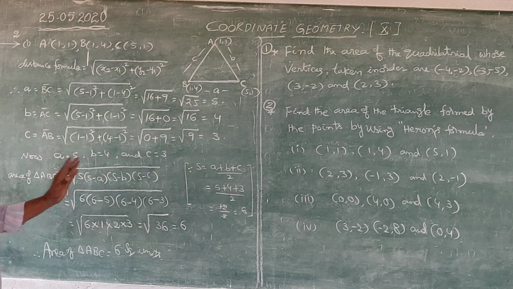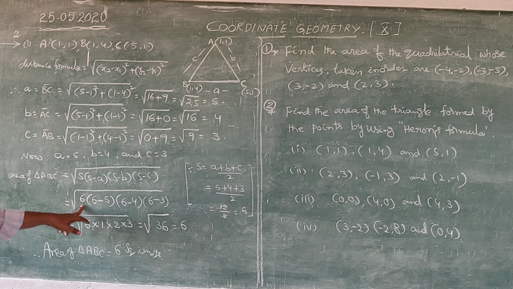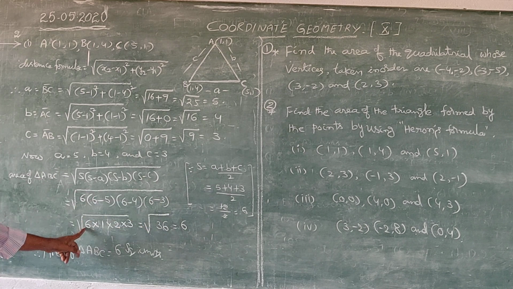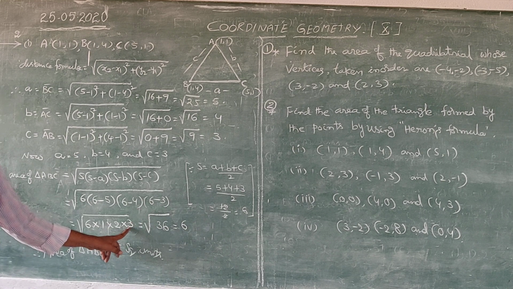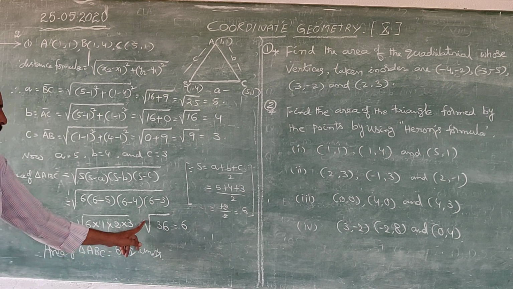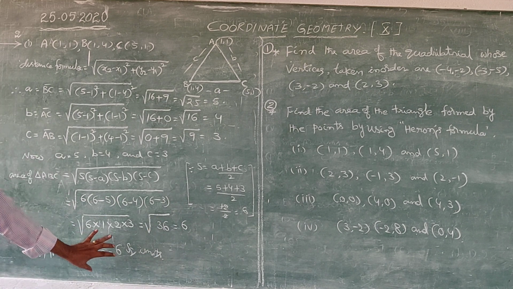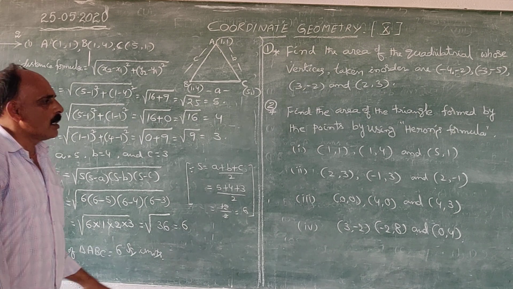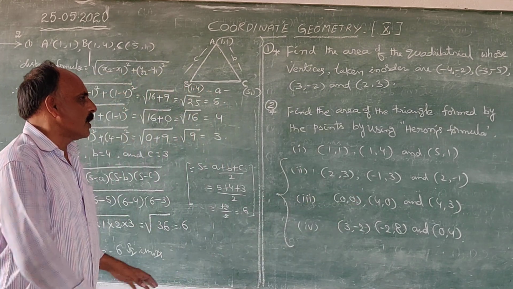Using the a, b, c values, implement this formula. So root of 6 into (6 minus 5) into (6 minus 4) into (6 minus 3). 6 into 6 minus 5 is 1, 6 minus 4 is 2, 6 minus 3 is 3. So this product is 36, root 36 is equal to 6. Now the area of the triangle is equal to 6 square units. And next, the remaining 3 problems are for you to practice Heron's formula today.